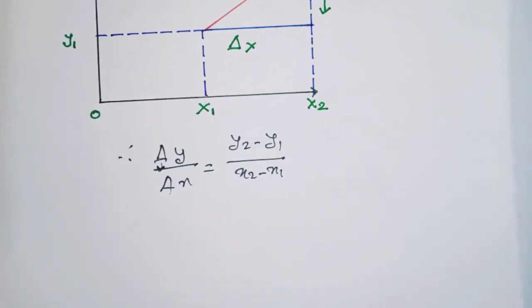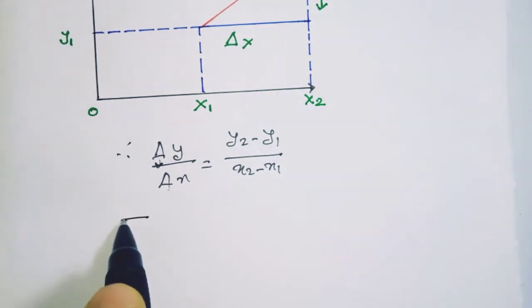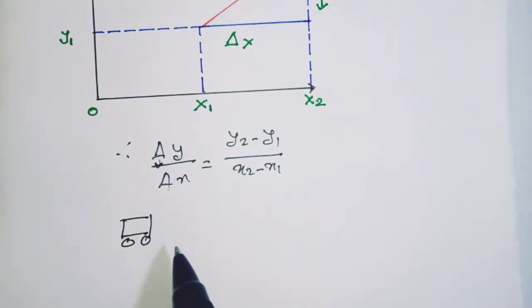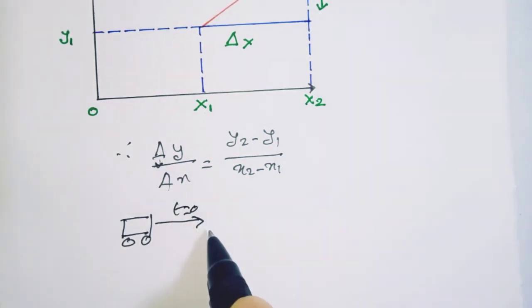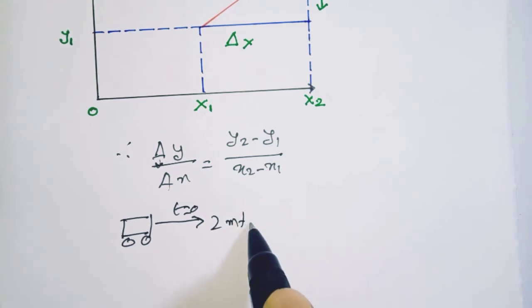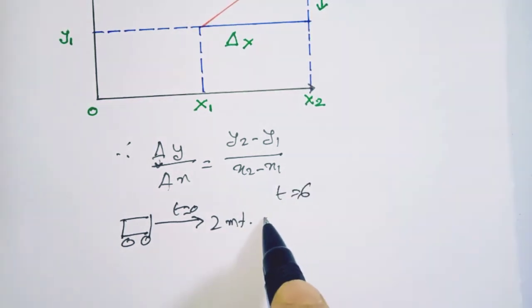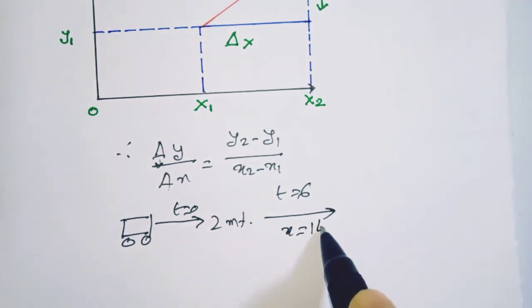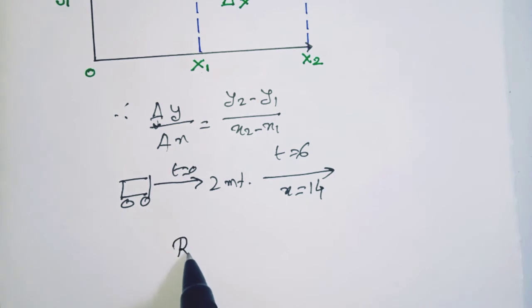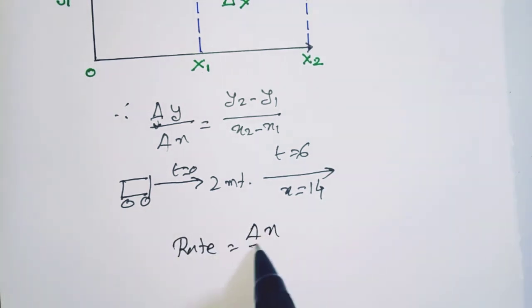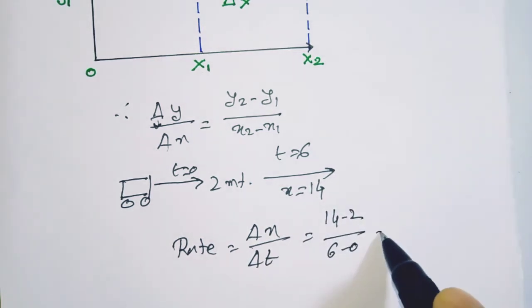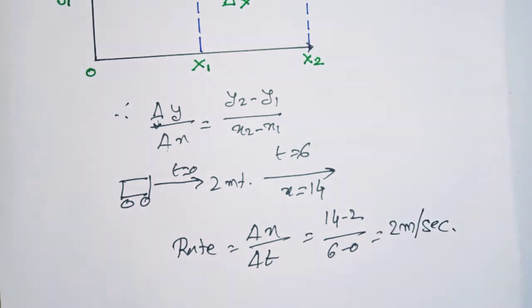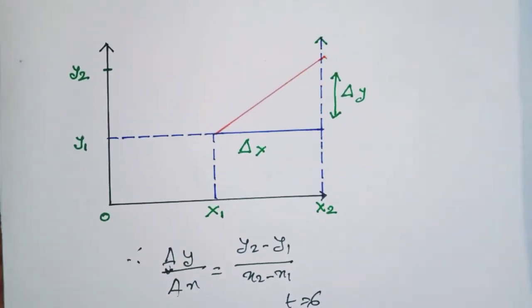Now take a very basic idea. Say here is a car. I'm not good at drawing like my wife, so you have to pardon me, this is some kind of clumsy drawing. This car is moving, and at t equals 0 it is at 2 meters. Then at t equals 6 it has moved to x equals 14 meters. So we can calculate the rate of change, that is delta x by delta t: 14 minus 2 divided by 6 minus 0, which is 2 meters per second. This is just to show you how we calculate this average rate.